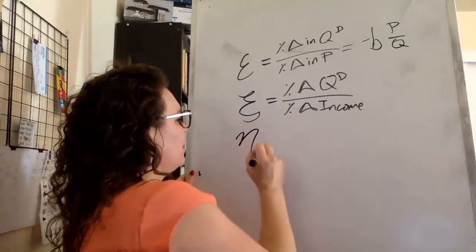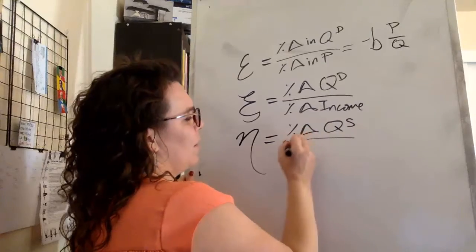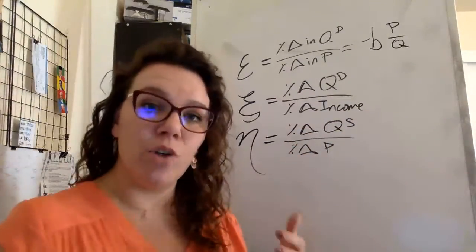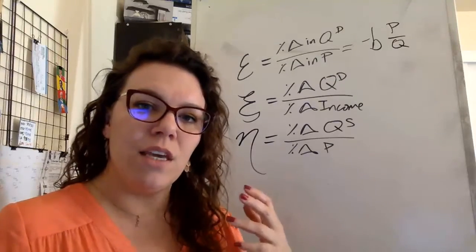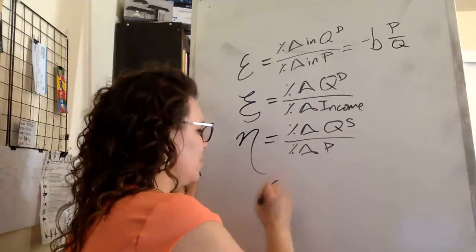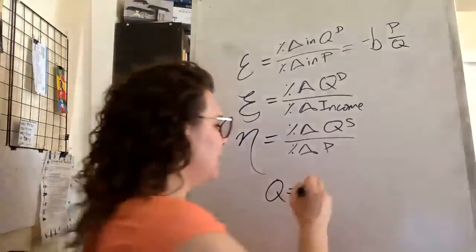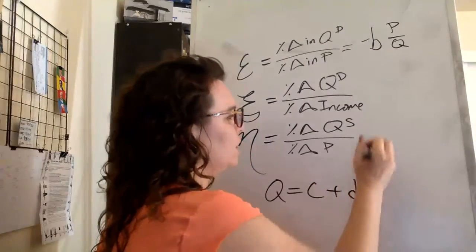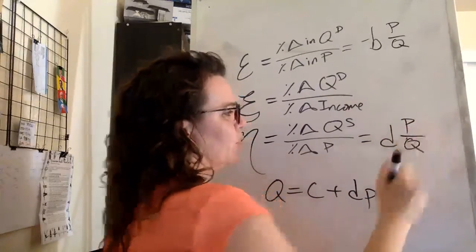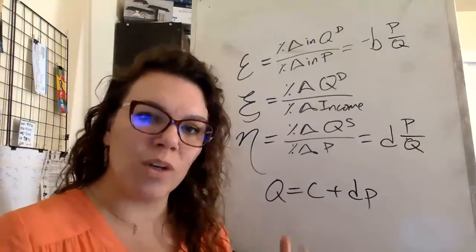And then we had the price elasticity of supply, which is the percent change in quantity supplied divided by the percent change in price. And we can do the same thing we did here, use the inverse slope times the ratio of price and quantity. For the notation for the supply function, they use that C plus dP, and so it would be equal to d times P over Q, right?